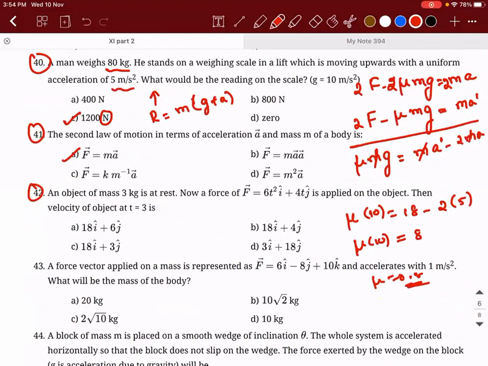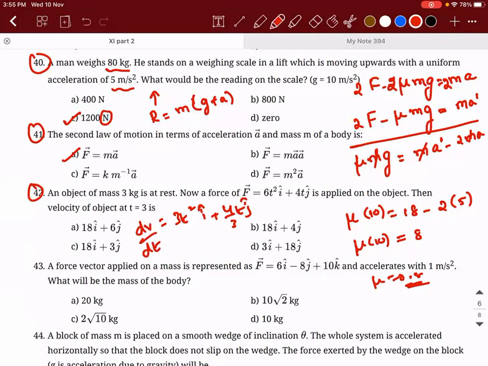So 42nd, there is an object of mass 3 kilogram which is at rest. So u is equal to 0. Now a force of 6t square i cap plus 4t j cap is applied on the object, and the velocity of the object at t is equal to 3 seconds is. Okay, t is equal to 3. Here, I don't know what is the unit. I'm assuming it is second only. How to calculate? So whenever mass and force are given, what is the first thing you will calculate? Acceleration. So what is acceleration? 2t square i cap plus 4 by 3 t j cap.